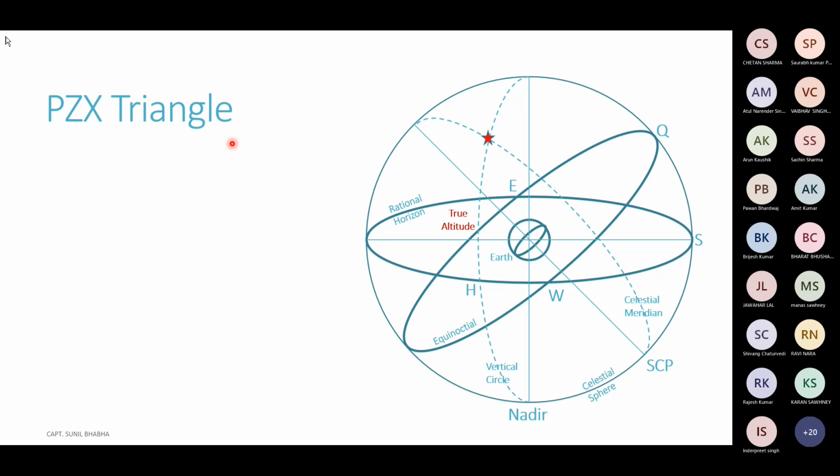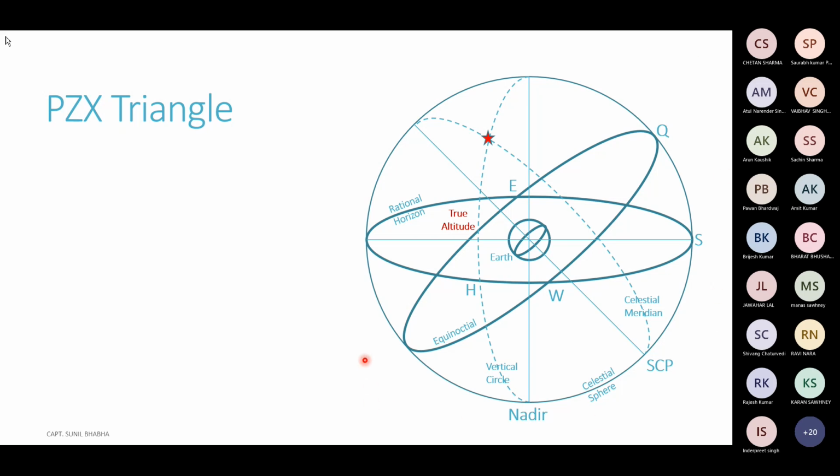As I told you in the beginning, the concept of the celestial sphere was assumed so that we are able to use spherical trigonometry to fix the position of the observer or the position of the ship using the spherical trigonometry formulas. These formulas are applied to the PZX triangle only. So let's go ahead and try to understand this. The diagram which you see on the right side includes only the things which we have discussed till now.